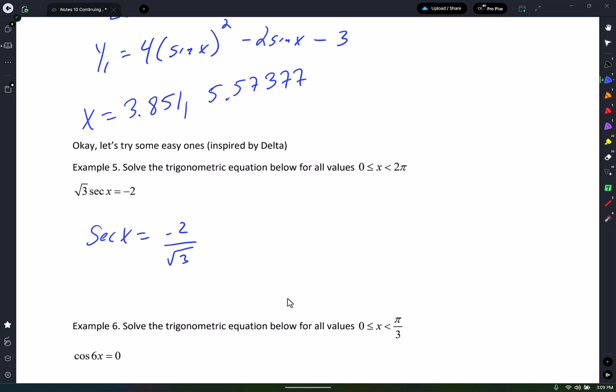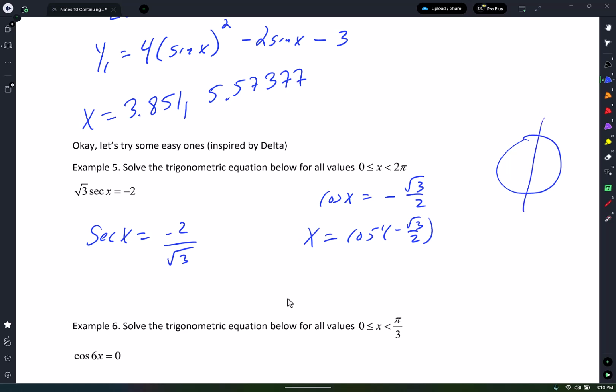What is secant the reciprocal of? Which one? So rewrite it. Write cosine x equals negative square root of 3 over 2. And then how do I get x by itself? By doing the inverse. X equals arc cosine or inverse cosine of negative square root of 3 over 2.